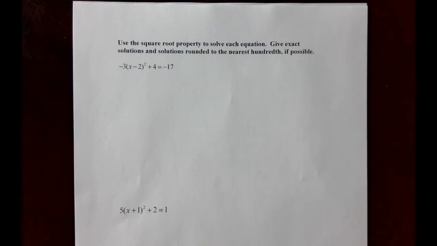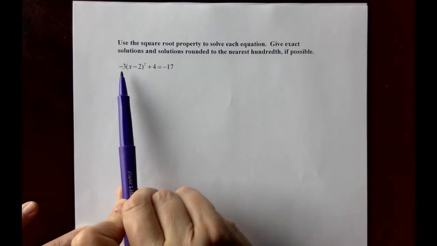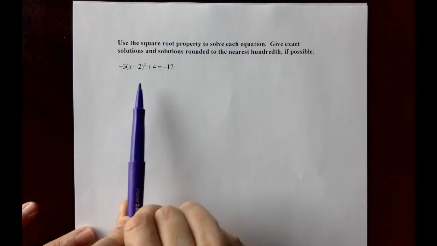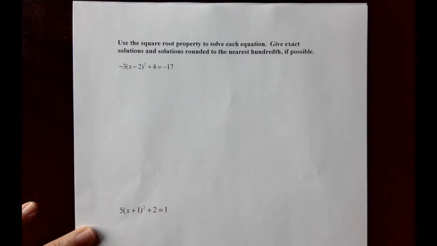Welcome, crew. The goal in the next couple of algebraic problems is to use the square root property to solve equations. When you get to the end, I'm looking for exact solutions and solutions rounded to the nearest hundredth if possible. The first one reads -3 times the quantity x minus 2 squared plus 4 equals -17.